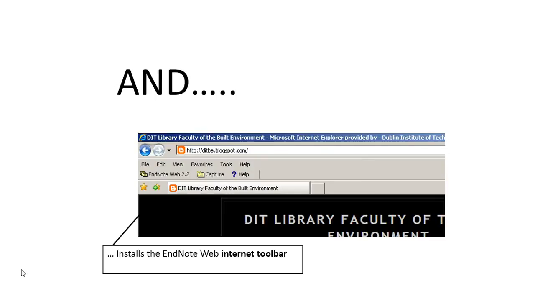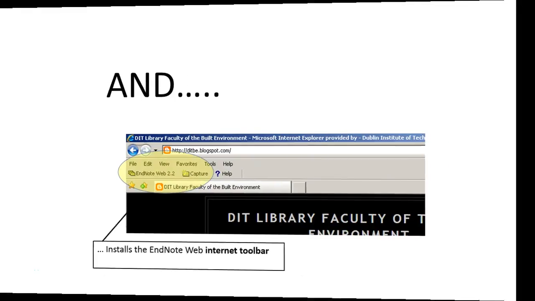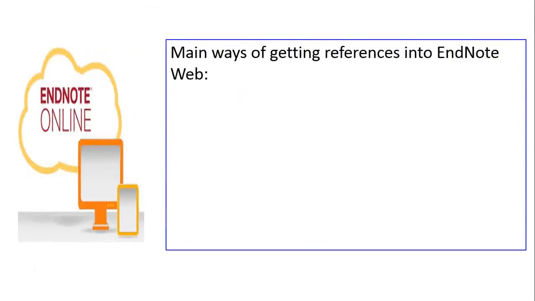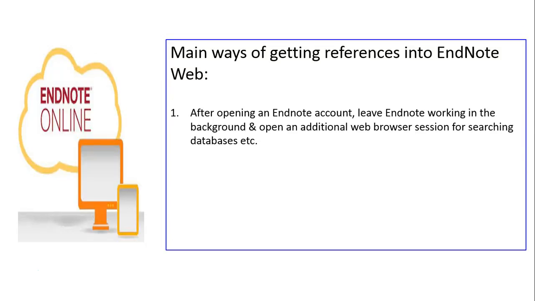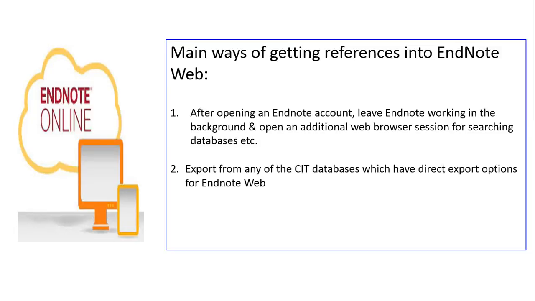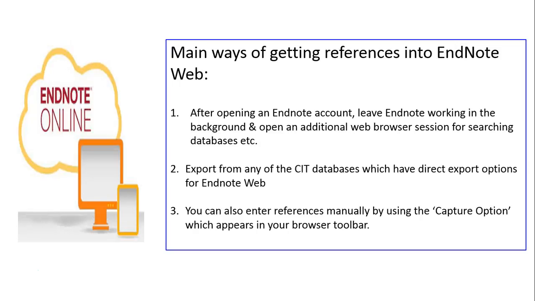There are a number of ways that references can be imported into your Endnote account. We suggest that you leave your Endnote account open in a second browser session when searching databases and looking for reference material. You can export from any of the CIT databases which have direct export options for Endnote Web. You can also enter references manually by using the capture option which appears in your browser toolbar.